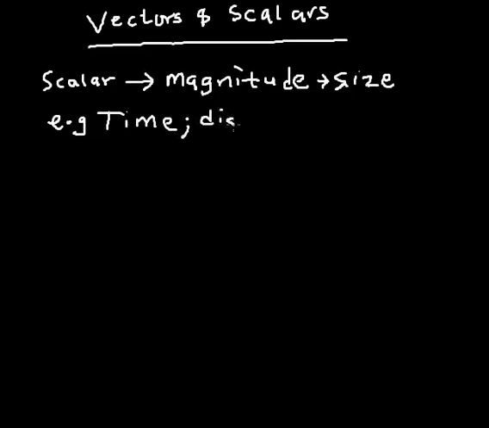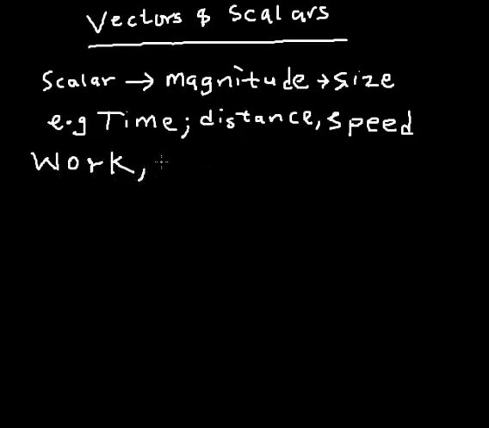Distance is a scalar quantity. Speed is a scalar quantity. Work, the amount of work that is done, can only be expressed in magnitude. It's a scalar quantity. Temperature too is a scalar quantity. All the fundamental quantities are scalar quantities, etc.